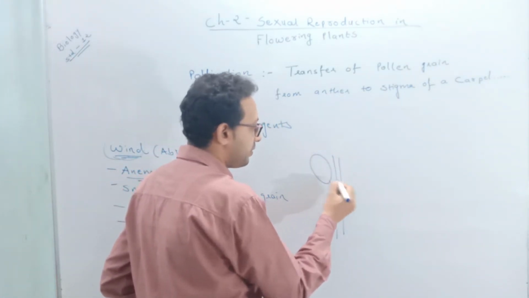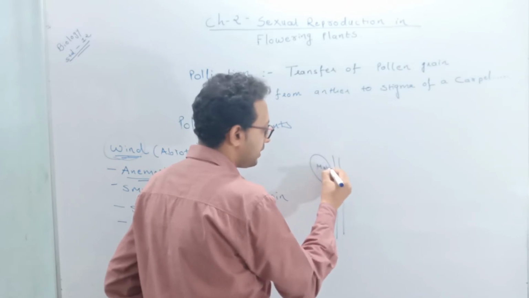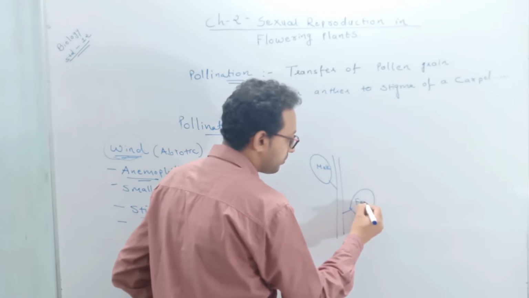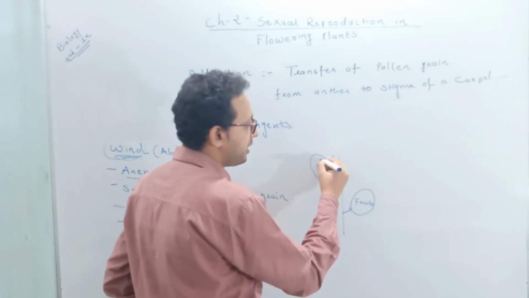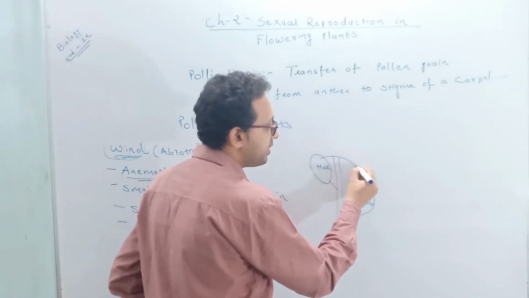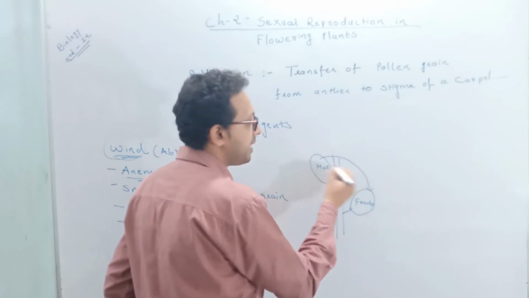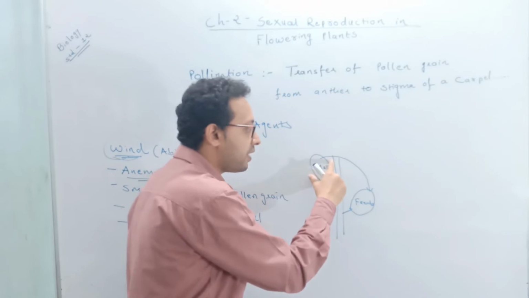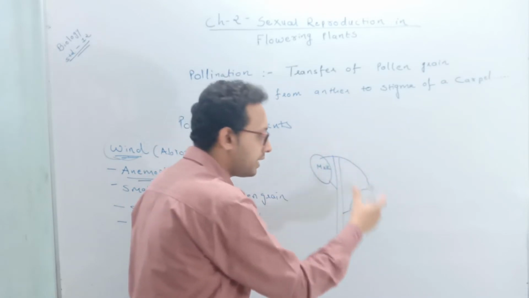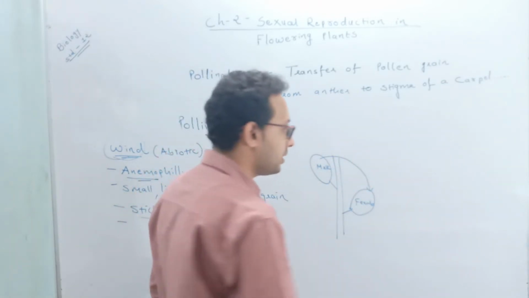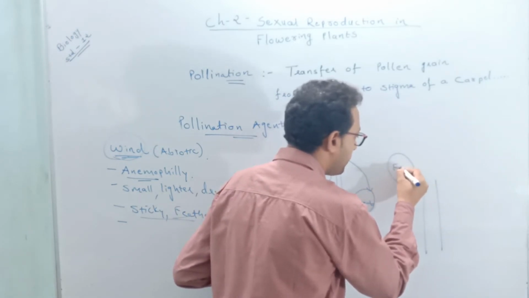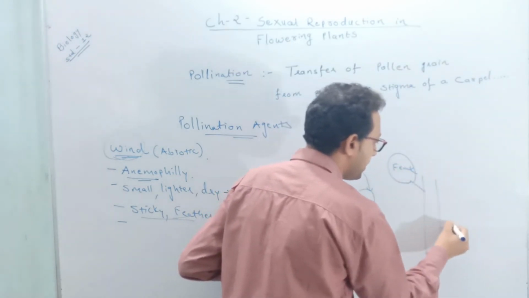The male flower is present at the top and the female flower is present at the bottom. So the pollen grain which is carried away by wind can transfer from anther to a stigma. Usually in these cases, the male flower is present at the top of a plant and the female flower is at the bottom. The reverse is not the case. This is the female flower and this is the male flower.